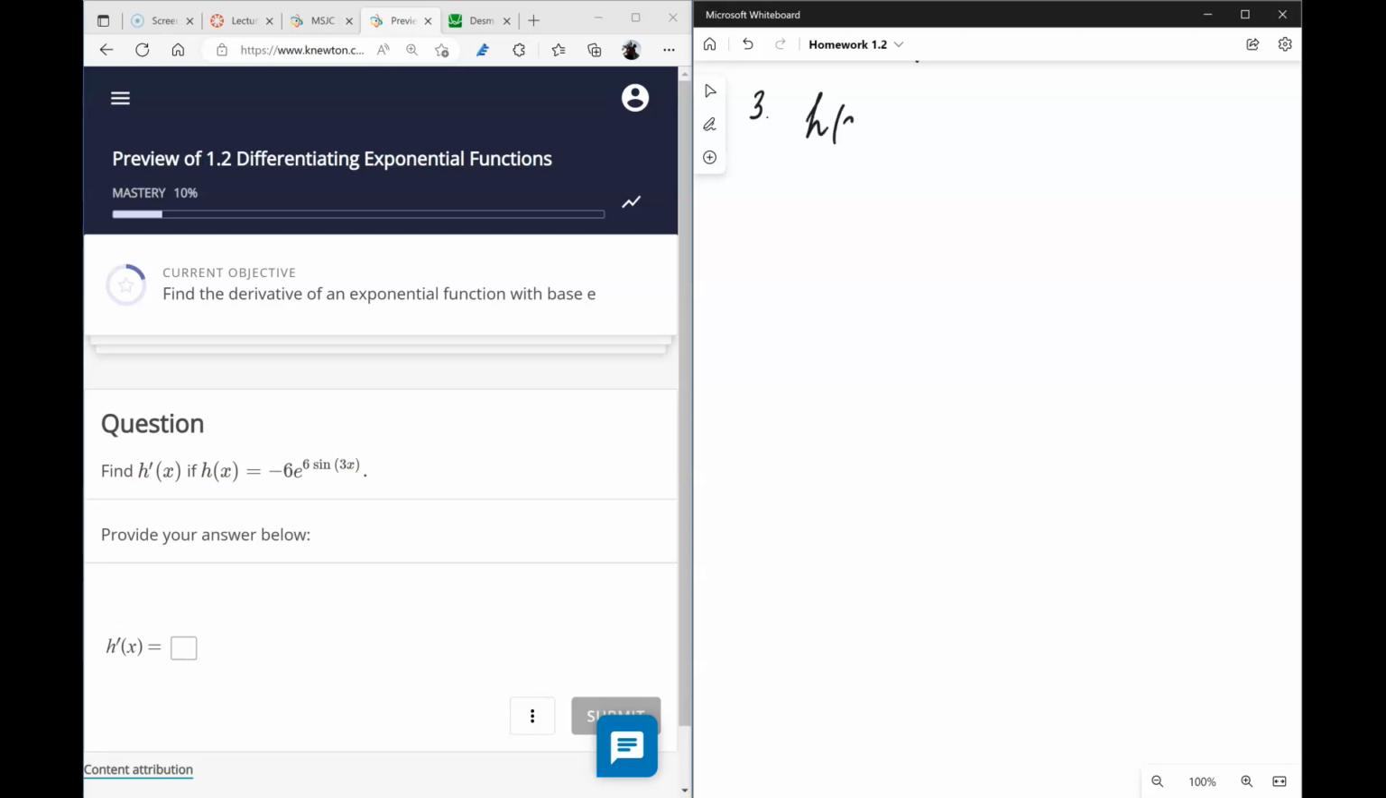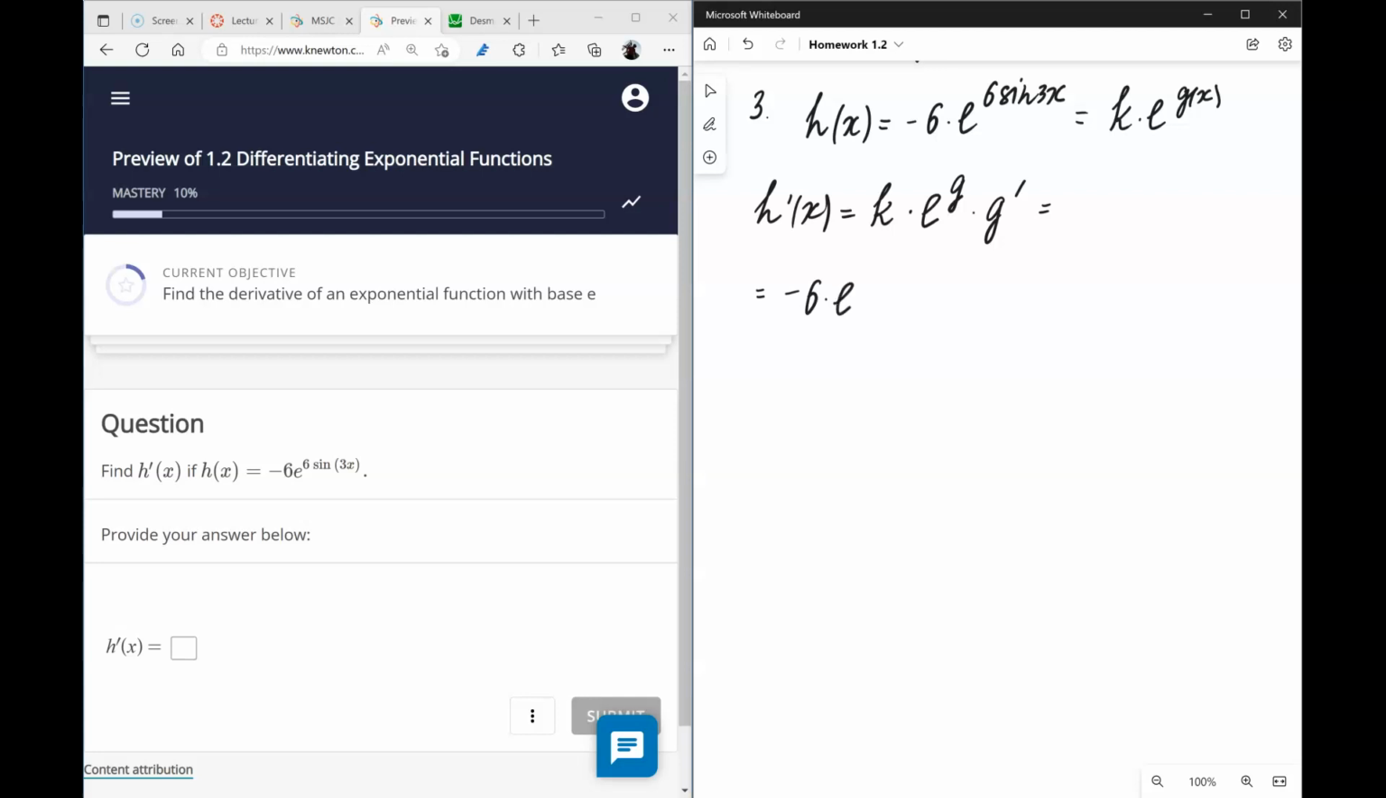We have h of x, and here what we should recognize is that we have a function like this. So to find its derivative, we can use the linearity and take out the constant, and then to find the derivative of e to the g, we write e to the g times g prime. So that's the plan. And I'm just going to write out the answer. So we have negative 6 e to the power 6 sine 3x.